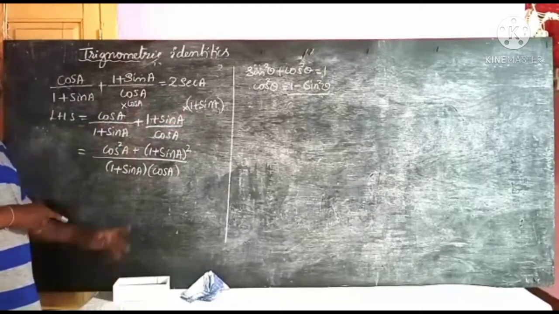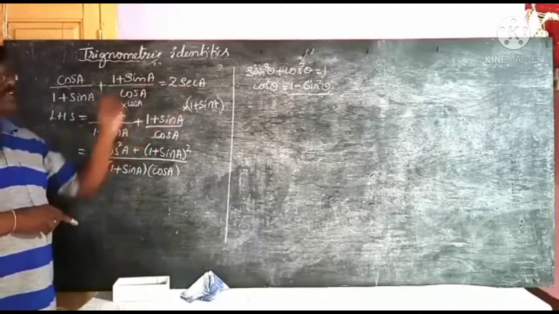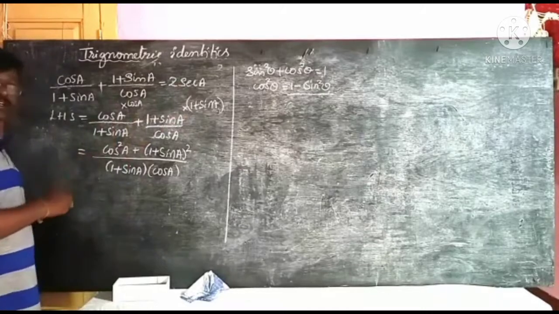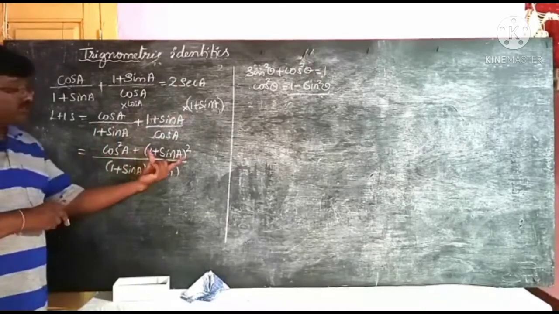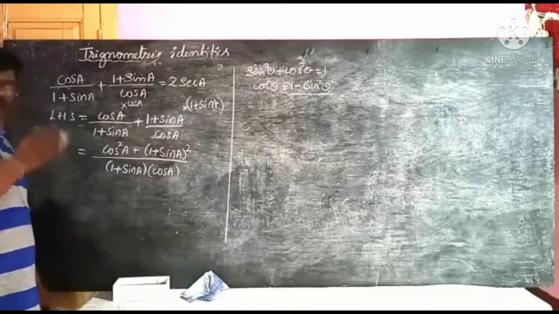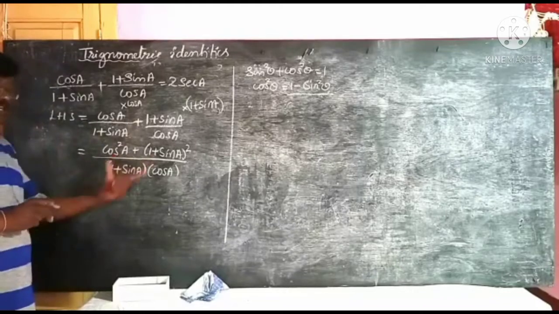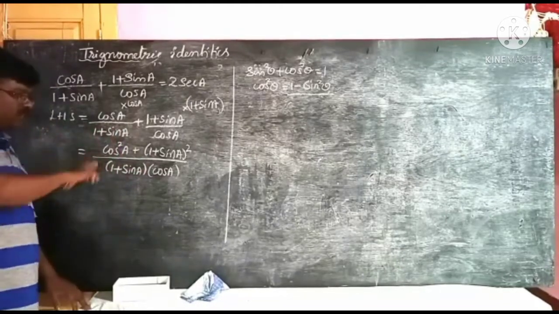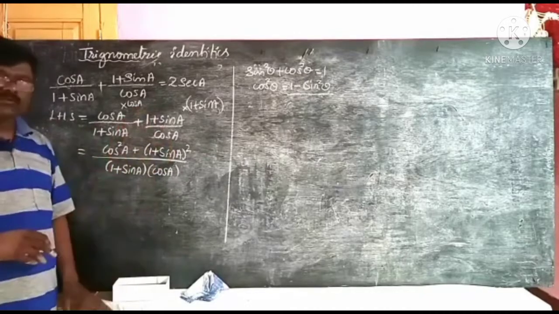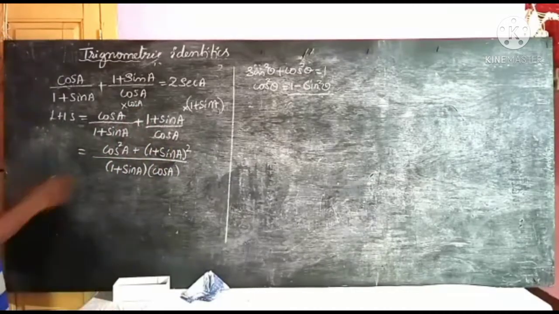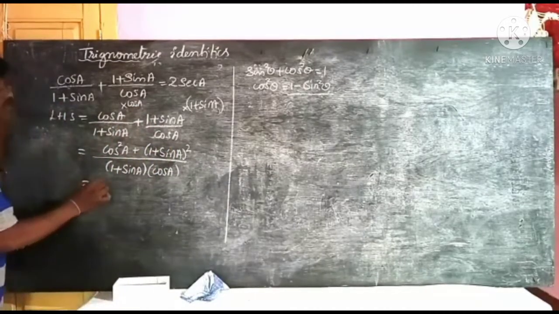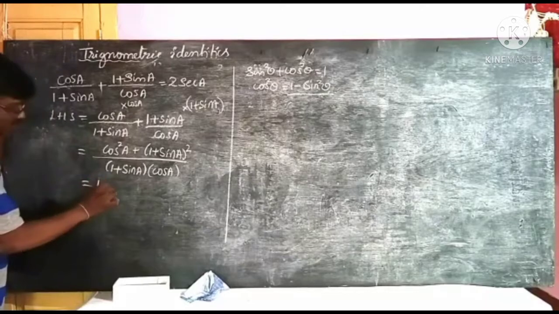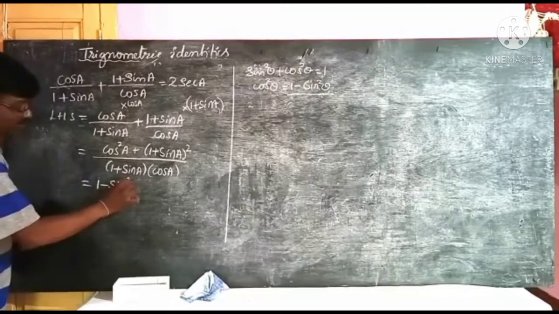If you cannot obtain secant A, you can cancel it. Instead, you can keep it as it is and expand 1 plus sin A whole square also. You can expand both the numerator, cos square A as well as 1 plus sin A whole square. So cos square A can be written as what? 1 minus sin square A.